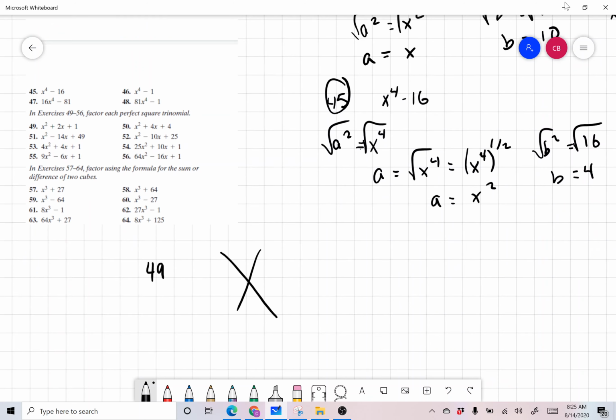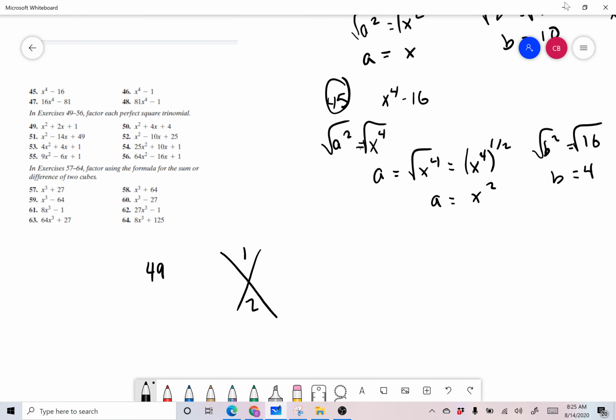Oops. 1 times 1 is 1, adds up to 2. So what multiplies to give you 1 but adds up to 2? That would be 1 and 1. Notice these two match, that's what I just said. So this is going to be x plus 1 times x plus 1, which is x plus 1 squared. That's why you get a perfect square. When you have a perfect square trinomial, that's what you get.